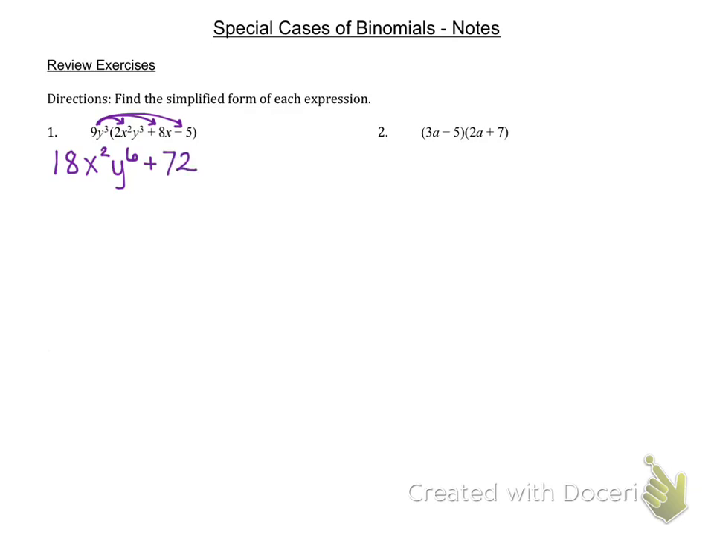And then again, there's nothing to combine with the x, so I'm going to write x, and nothing to combine with the y cubed, so I have y cubed. For our last term, I have 9y cubed times a negative 5. So 9 times a negative 5 is a negative 45, and then we have y cubed.